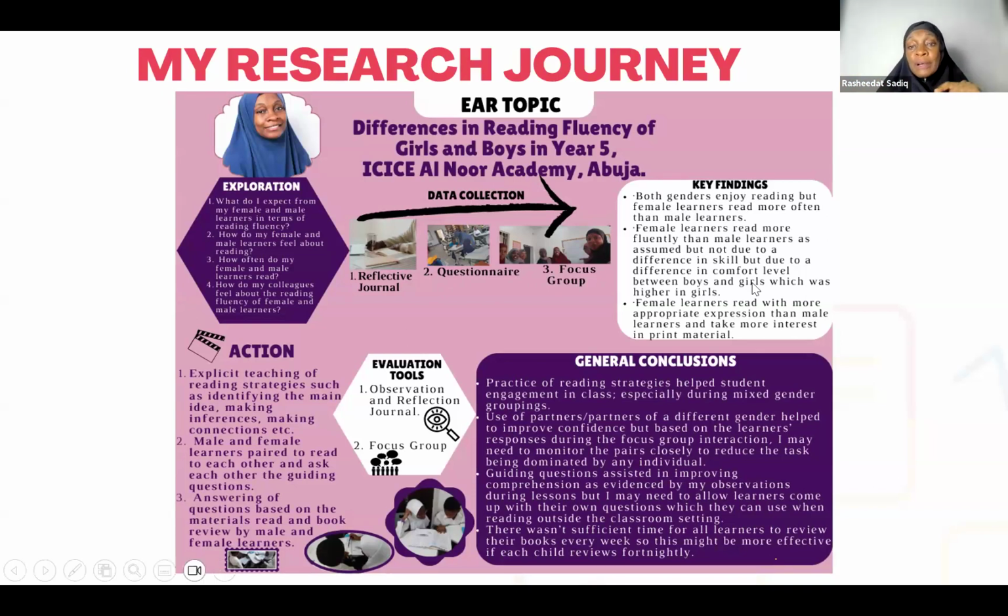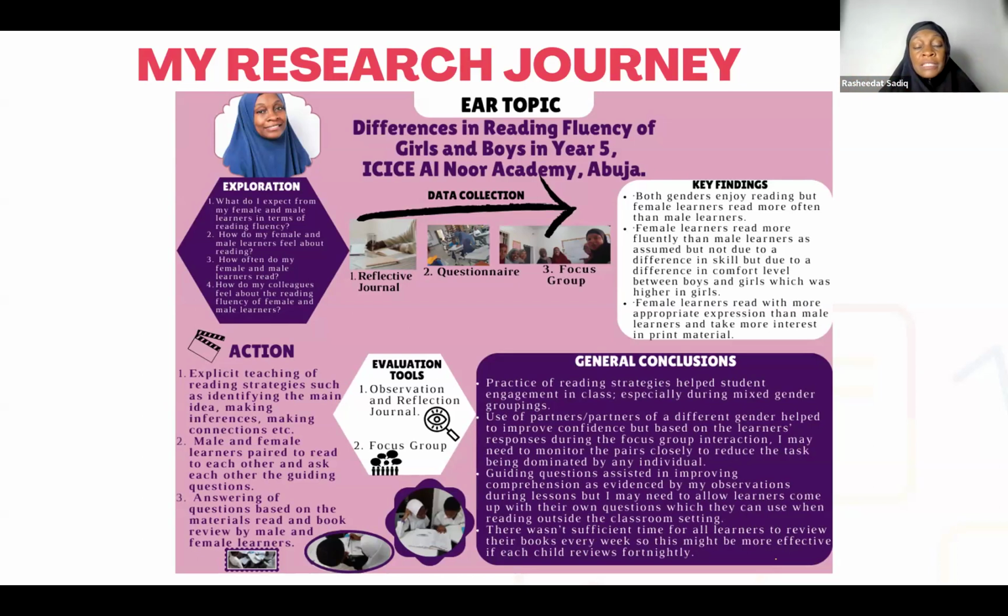I also found out that the girls read with more expression and they liked reading more, and they read more frequently than the boys. But in itself, they were not higher skill. They were not more fluent. In fluency, you look at accuracy and you look at speed. They were actually not more fluent than the boys.